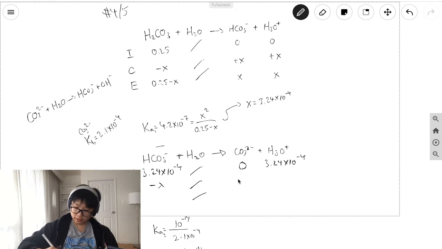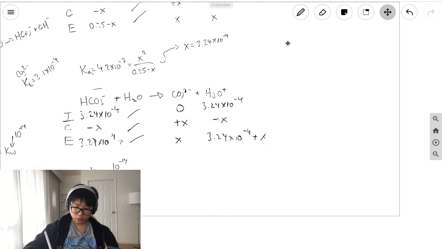So now, still the same thing. I'm going to minus x, I'm going to plus x, I'm going to minus x. So I have 3.24 times 10 to the negative 4 minus x, I have 3.24 times 10 to the negative 4 plus x, and then I have x over here.